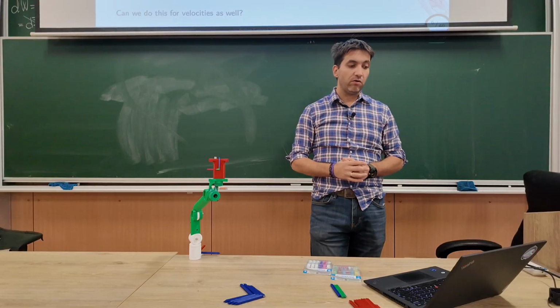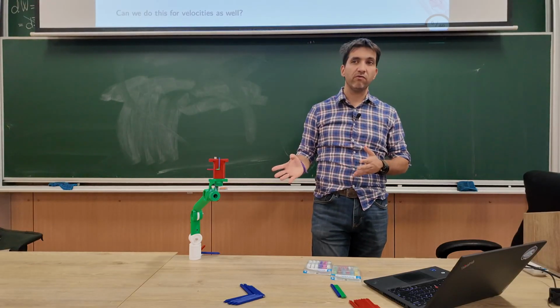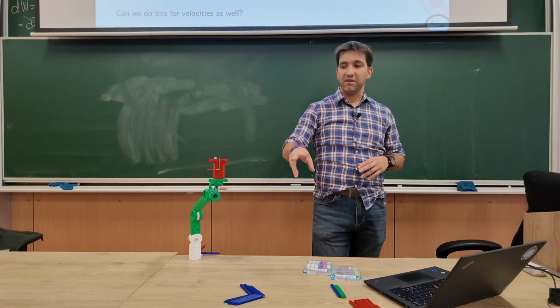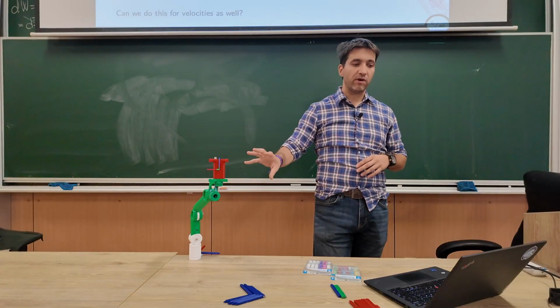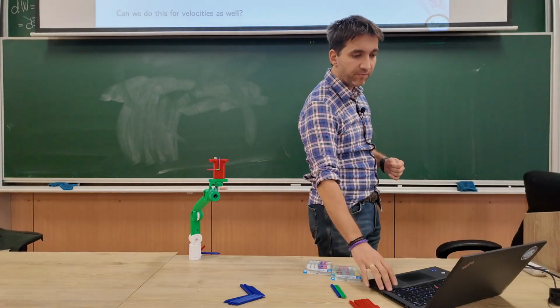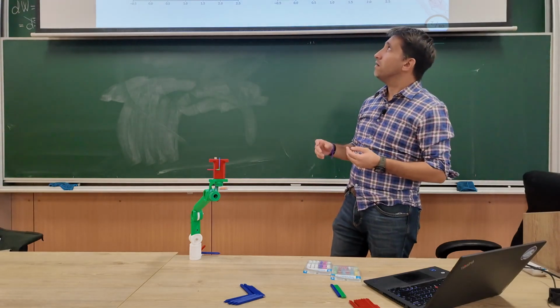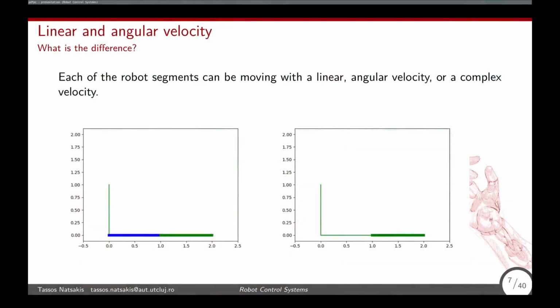All right, so we're talking about velocities, and before we dive into the, you have a question? No. All right. Before we dive into the details of how we calculate velocities for robot arms, let's talk about velocity in general. So basically here I have some animations where we can see that, okay, segments in the robot, like links, can have linear or angular velocity.